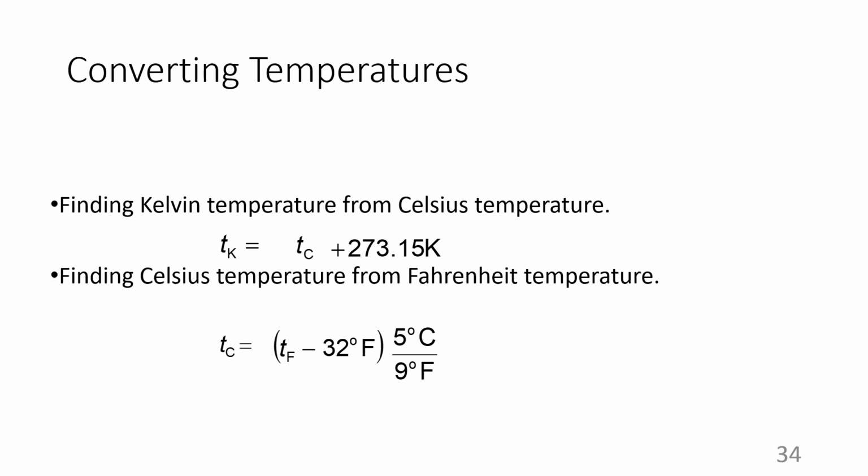Converting between Celsius and Fahrenheit is a little more complicated. So if I want to calculate Celsius, I would take the Fahrenheit temperature, subtract 32, get my answer, because as you can see, with parentheses, you need to do that operation first. Once you subtract the 32, you're going to take that number and multiply it by 5 and divide by 9.